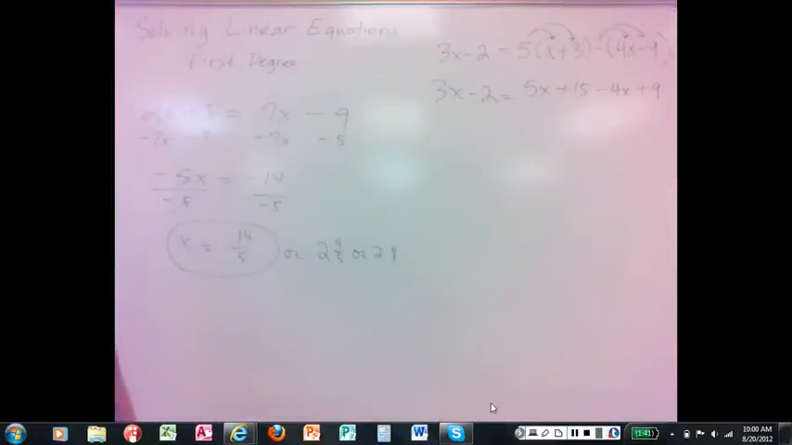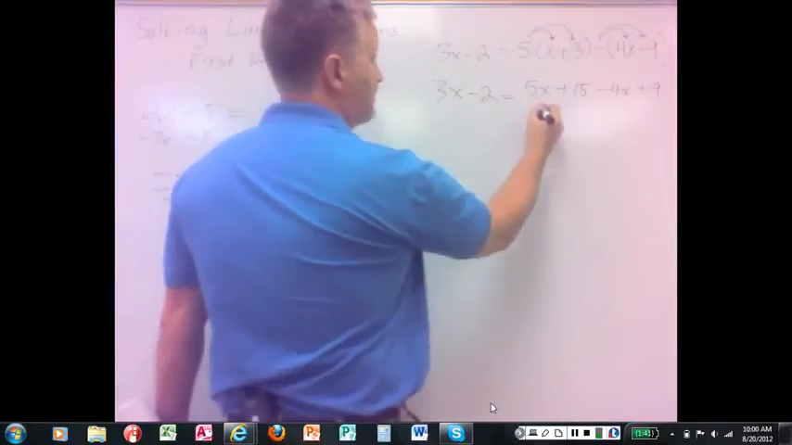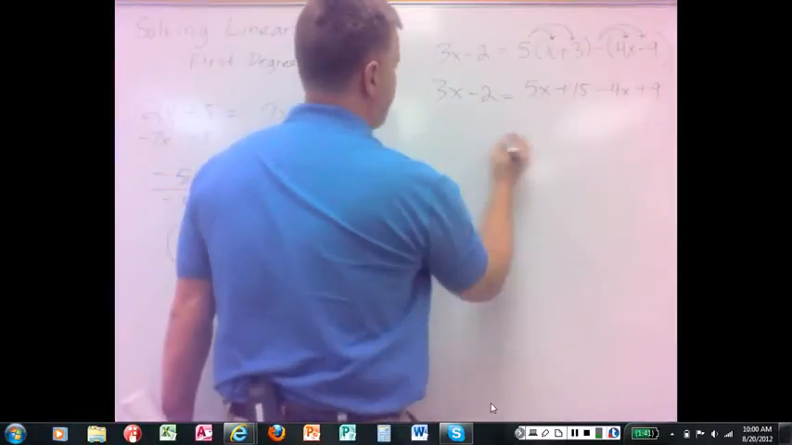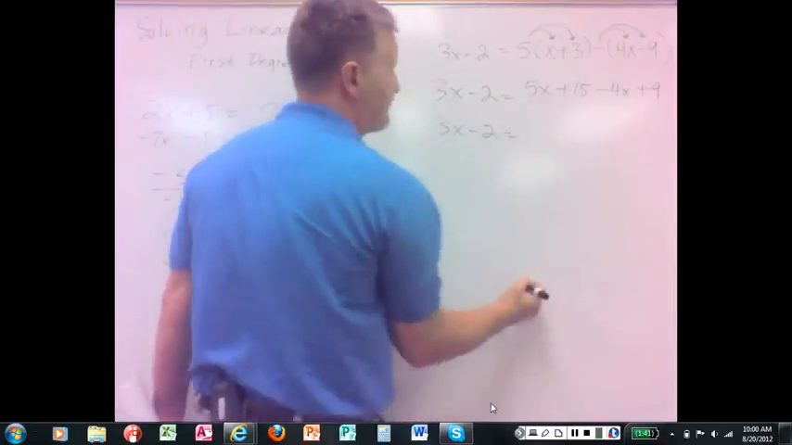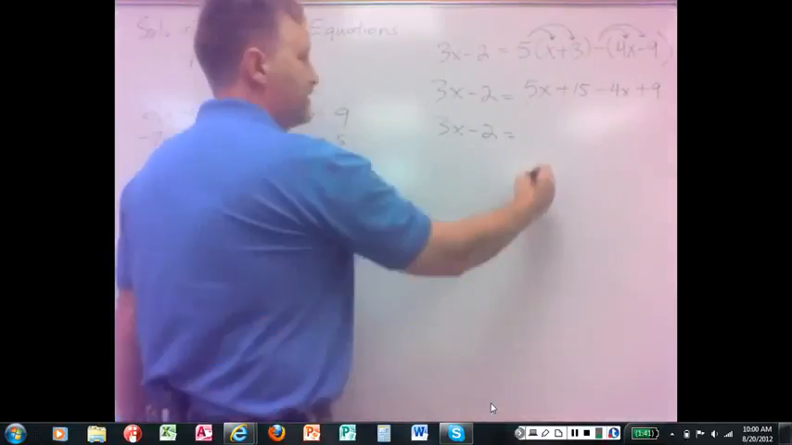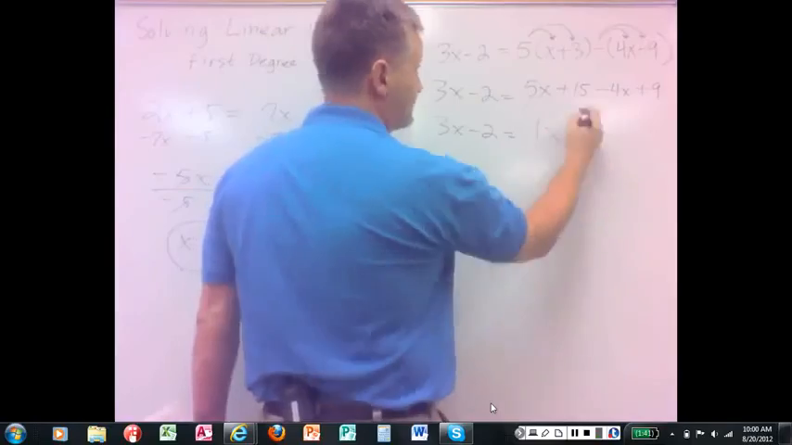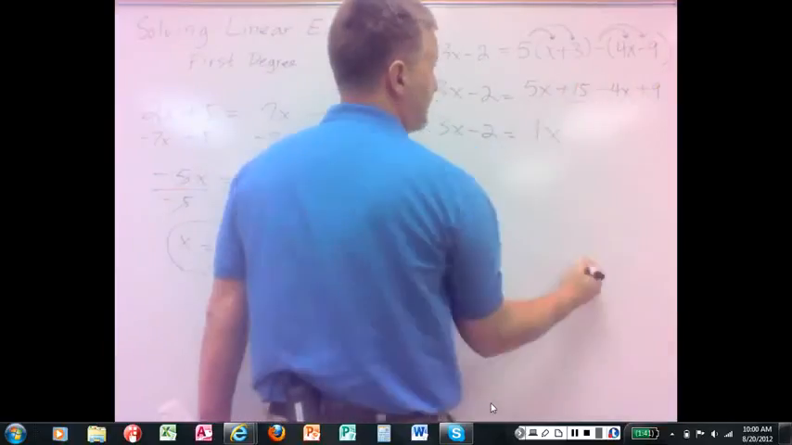All right, so then we have basically the same thing as we had before, just that we've got to combine the like terms on the right side. You got 5x minus 4x. 5 minus 4 gives you 1x. And then we've got 15 and 9, like terms there, so that'd be 24.